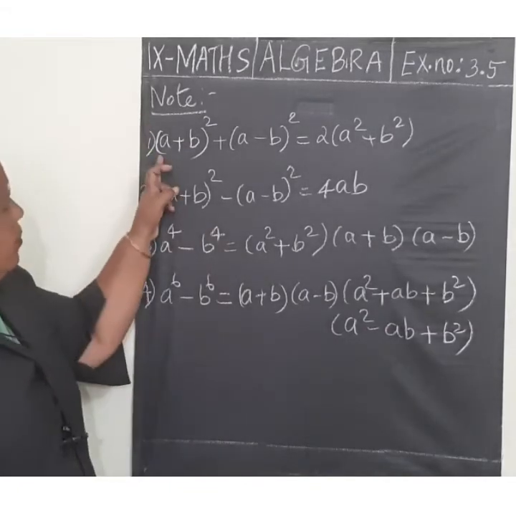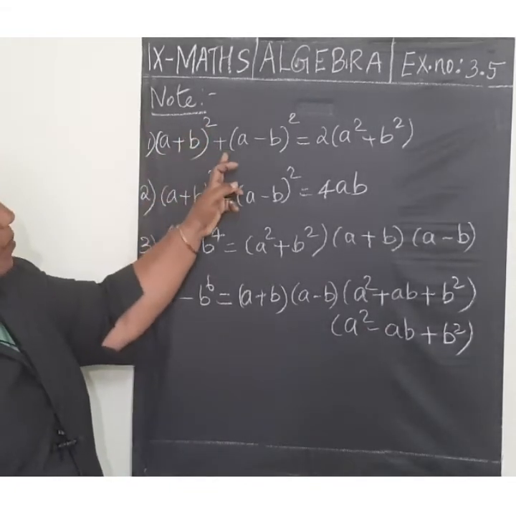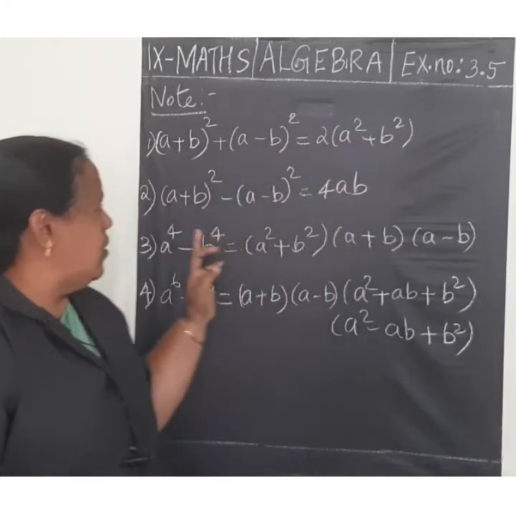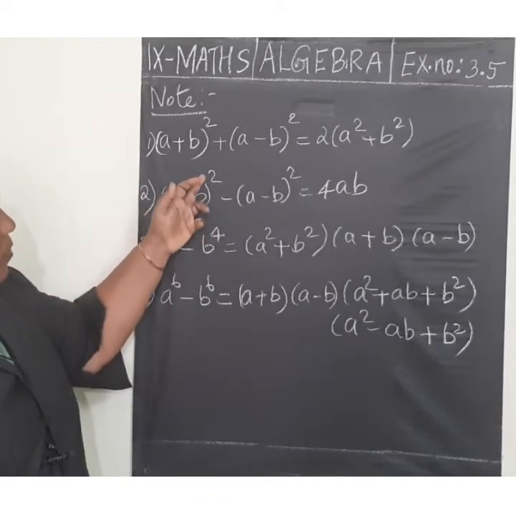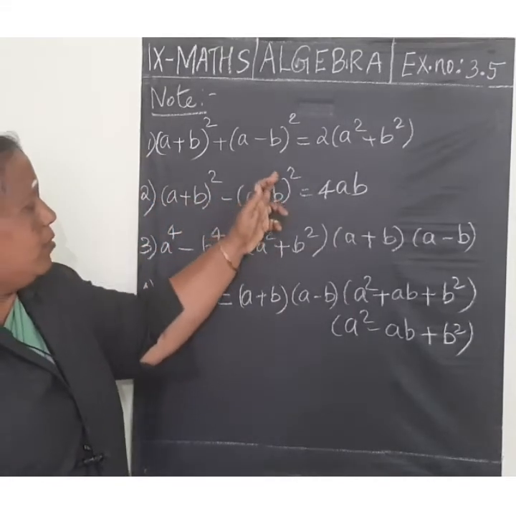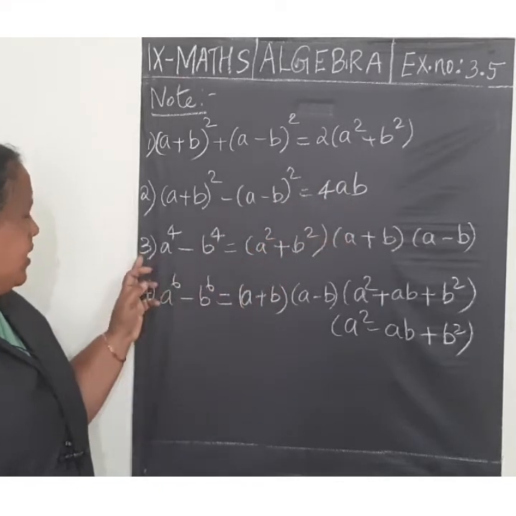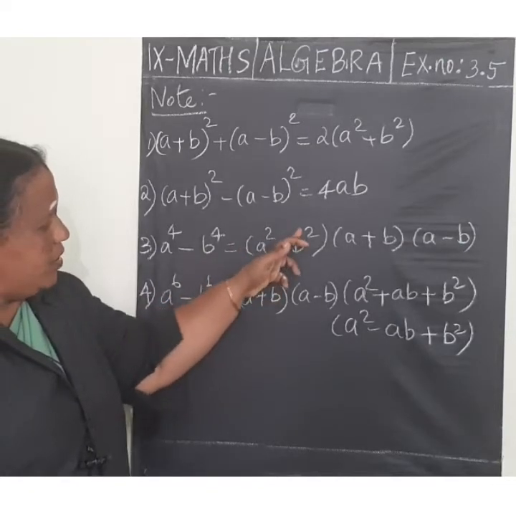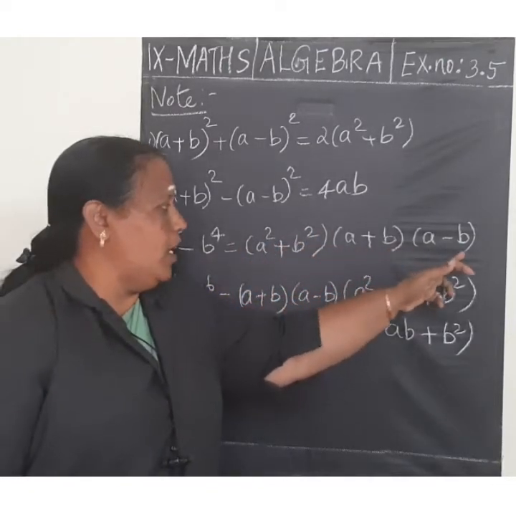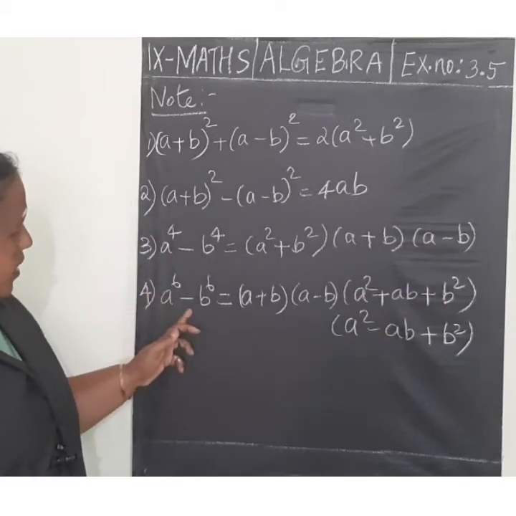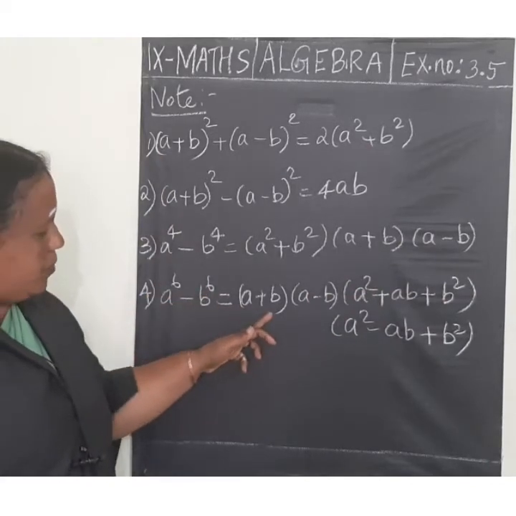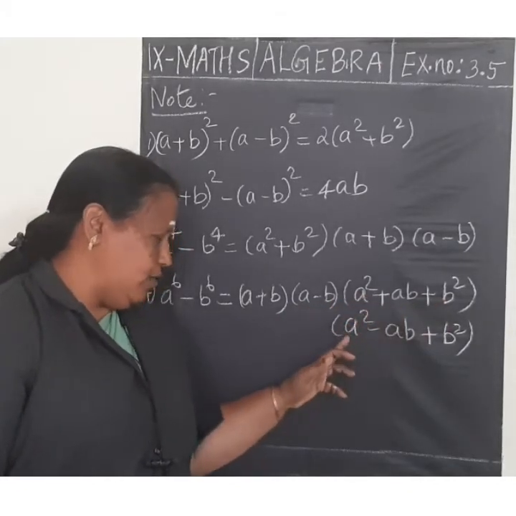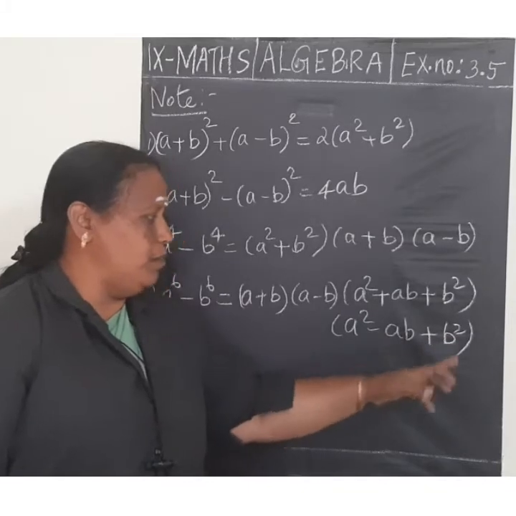Next, note, first one, a plus b the whole square plus a minus b the whole square is equal to 2 into a square plus b square. Next, a plus b the whole square minus a minus b the whole square is equal to 4ab. Third one, a power 4 minus b power 4 is equal to a square plus b square into a plus b into a minus b. Next, a power 6 minus b power 6 is equal to a plus b into a minus b into a square plus ab plus b square into a square minus ab plus b square.